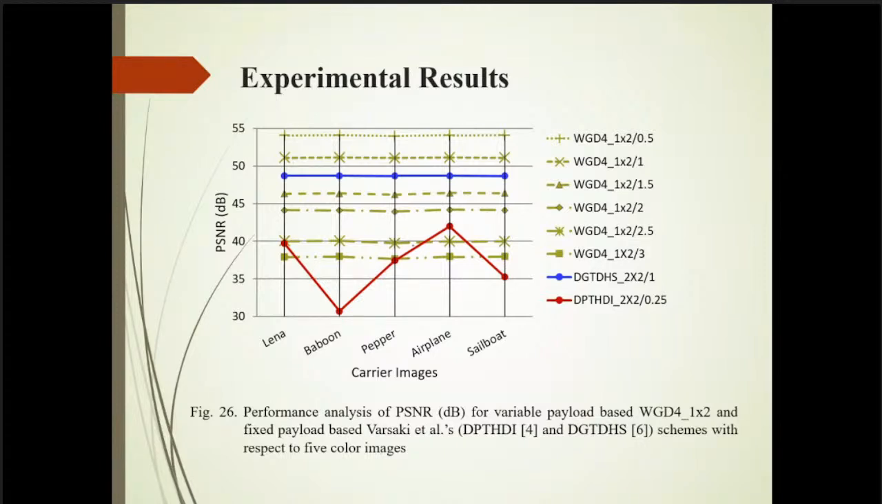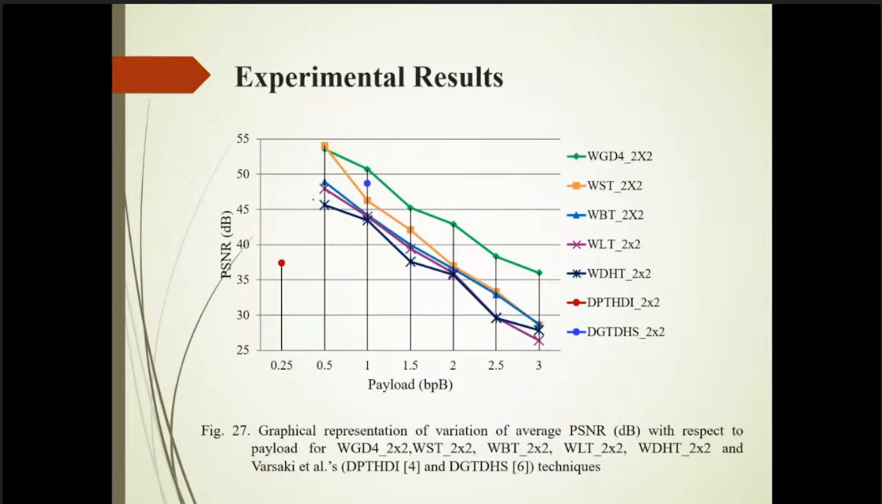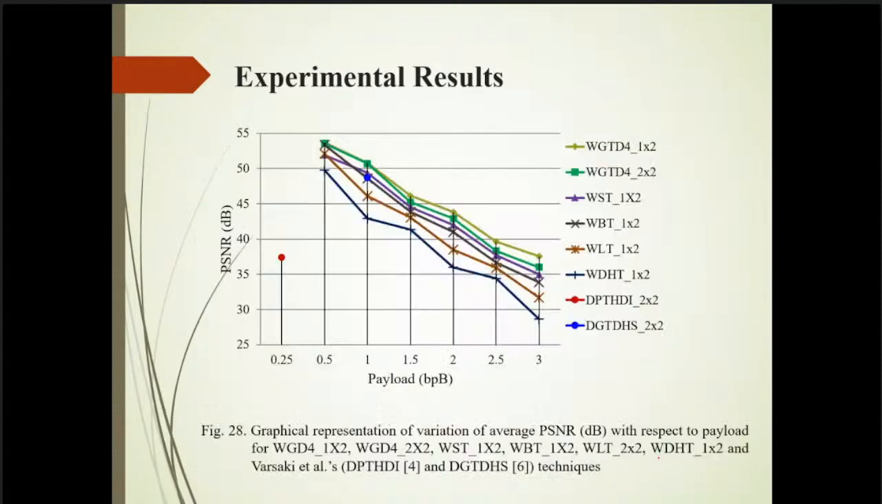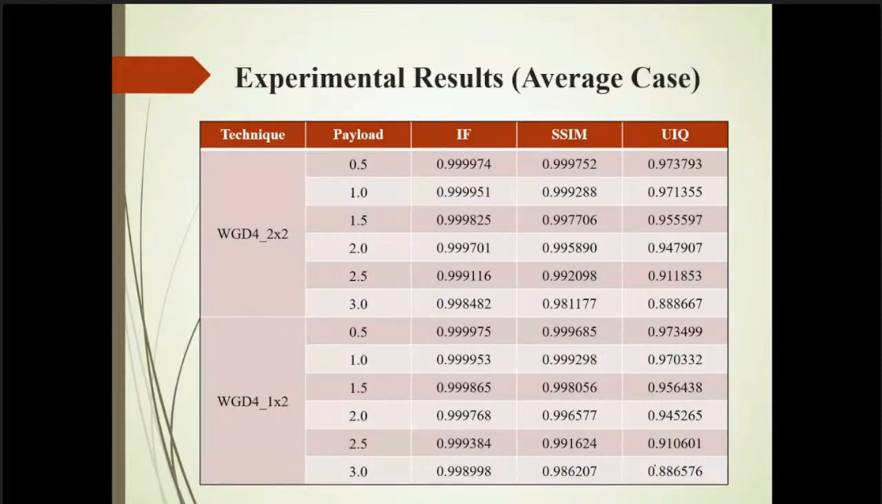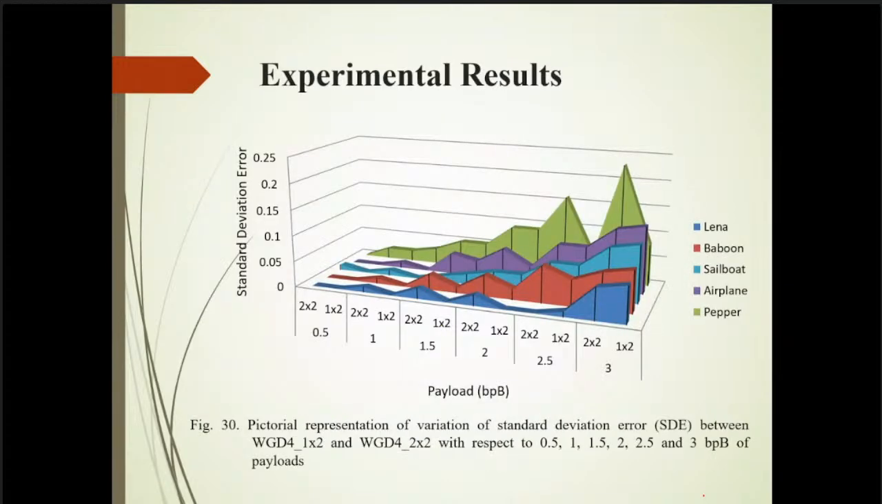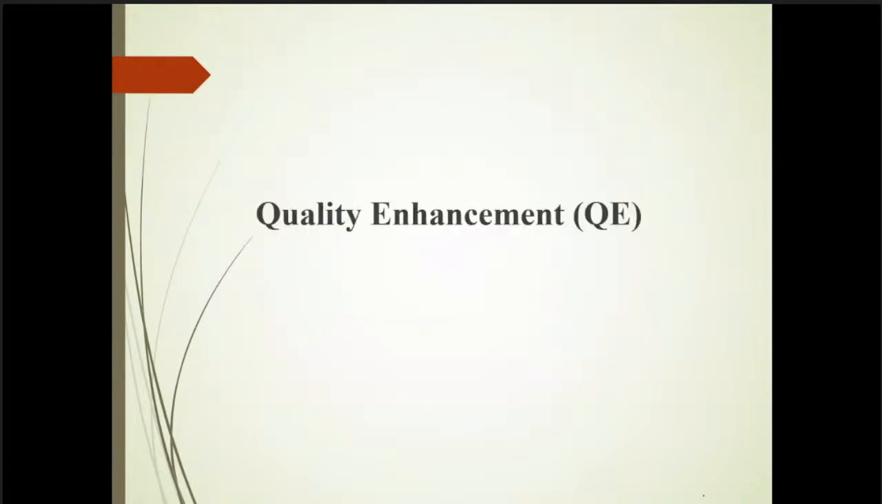Here you see for 1 cross 2, also the same thing, in both cases giving optimal results. So these are the payloads, you see, and these are the various measures: structural similarity index, image fidelity, SSIM, UIQ for both 2 cross 2 and 1 cross 2 masks. And these are the results, and this is the deviations. Here also you see deviation is very less. Here you see even the deviation is less.